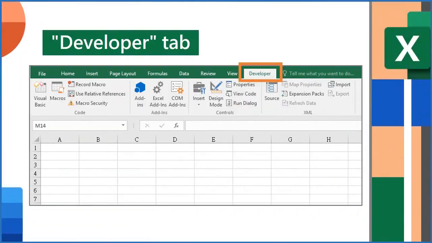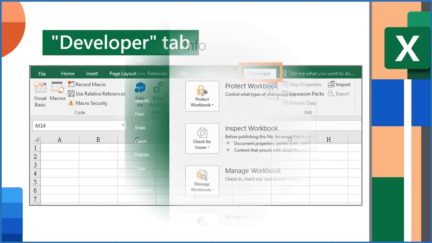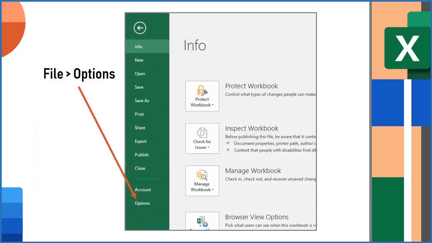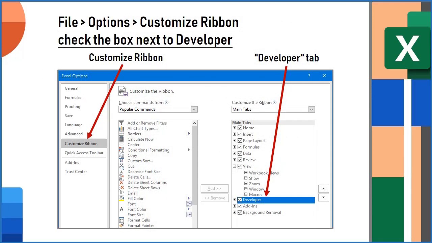Developer tab. Before you can create macros, you need to enable the Developer tab. In MS Office apps, this tab isn't displayed by default. If the Developer tab isn't visible in the ribbon, you can enable it by following these steps. Click on File and then Options. In the Options dialog box, click on Customize ribbon. On the right side of the dialog box, under Main tabs, find and check the box for Developer. Click on OK to save your changes. Now, you should see the Developer tab in your ribbon.